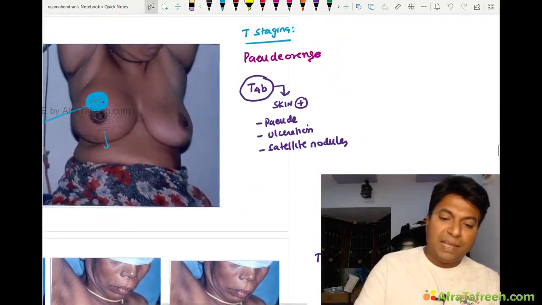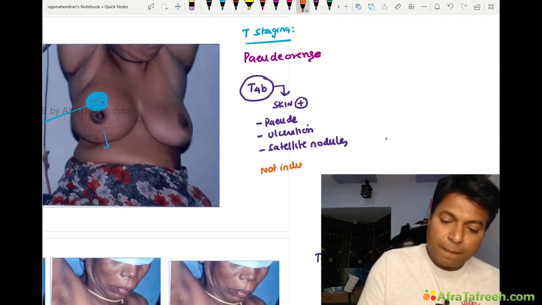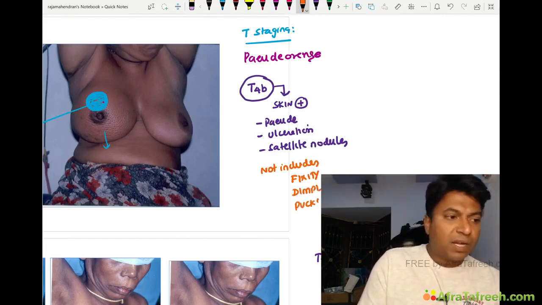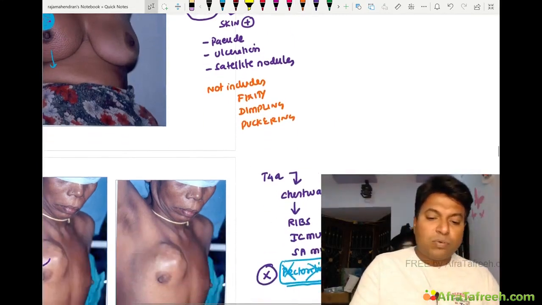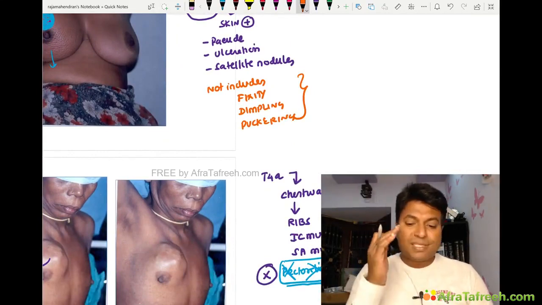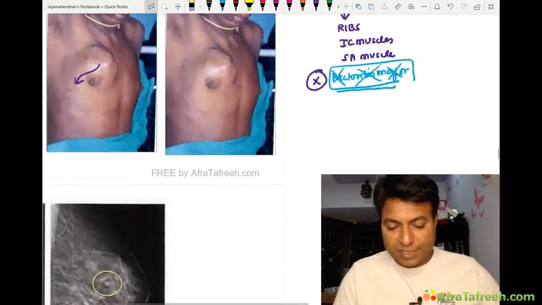Similarly, T4B does not include what? It does not include fixity, dimpling, puckering. None of them are included in this. So T4B does not include fixity, dimpling, puckering. T4A does not include pectoralis major fixity. Please don't forget these points. Very essential for your exams.